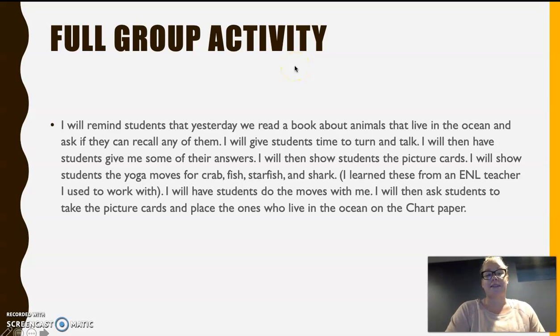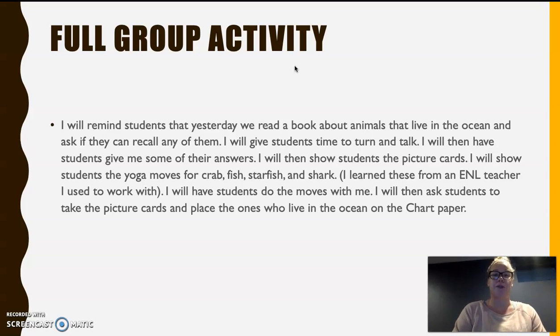So for the full group activity, I reminded students yesterday we read a book about animals that live in the ocean. And I had them turn and talk to a partner about what animals we talked about that live in the ocean. And then as the students gave me the answers, I showed them picture cards of the crab, the fish, the starfish, and the shark. I then did the yoga movements. I showed the yoga movements to the class as I had my assistant hold up the card, and I had the students do it with me.